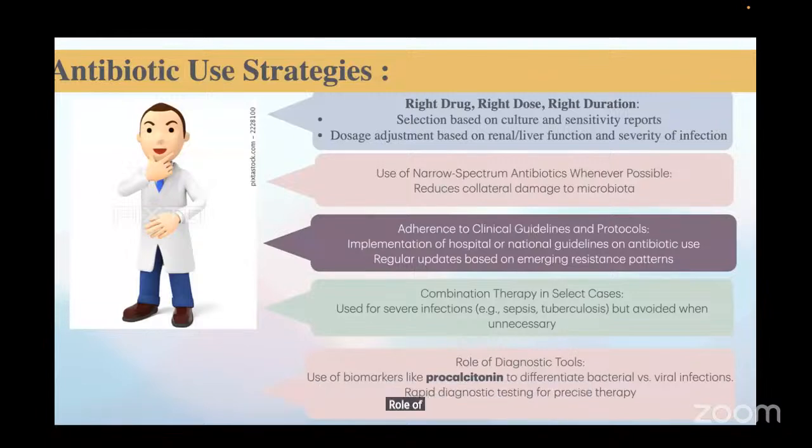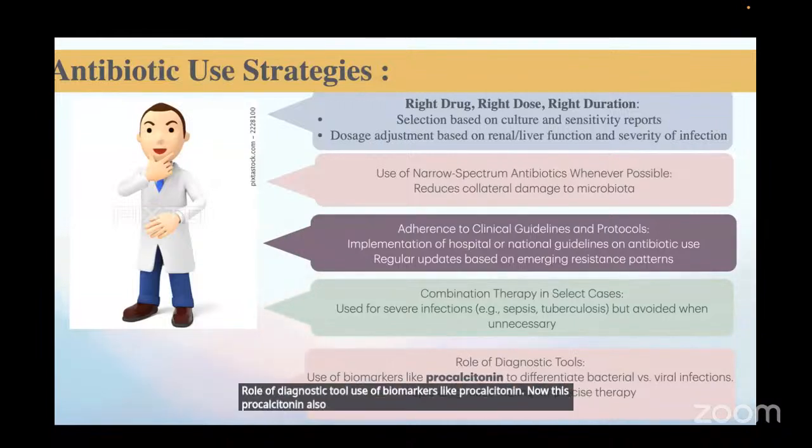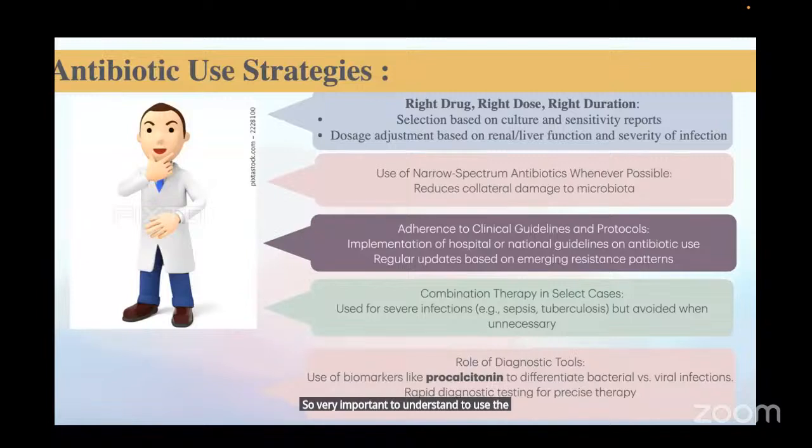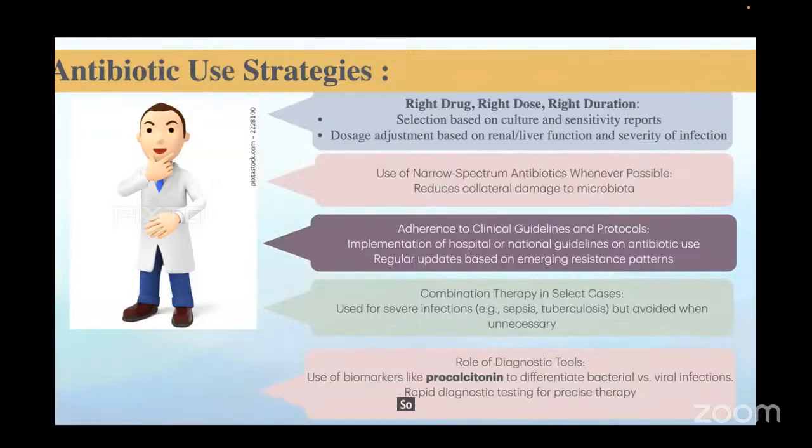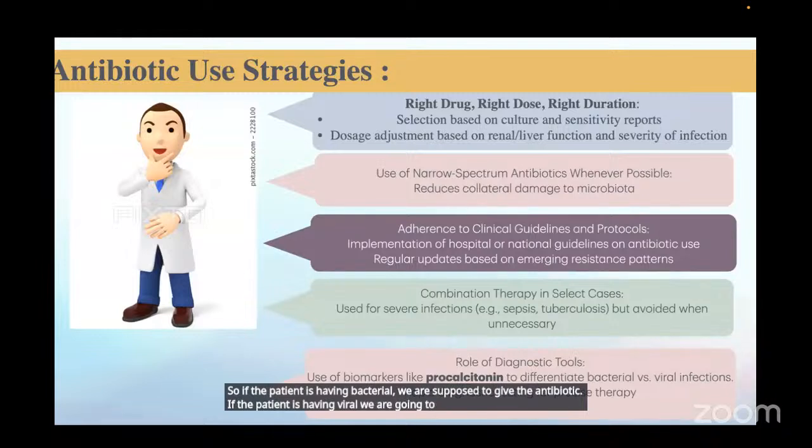Role of diagnostic tools, use of biomarkers like procalcitonin. Now, procalcitonin, also known as PCT, is a blood test that measures the level of a protein, right? That helps to identify bacterial infection, so it can also help to guide your antibiotic use. It is very important to use biomarkers like procalcitonin to differentiate whether the patient has an antibacterial or antiviral infection, right? That is what we are aiming at. If the patient has a bacterial infection, we are supposed to give the antibiotic. If the patient has a viral infection, we are going to introduce an antiviral agent, right? So this can be done. Rapid diagnostic testing for precise therapy can be done. So these all are aspects of optimal antibiotic use, right?